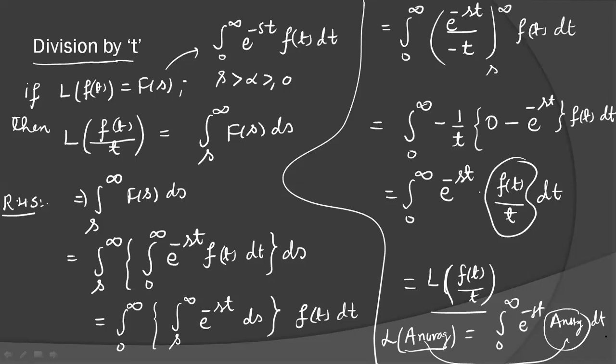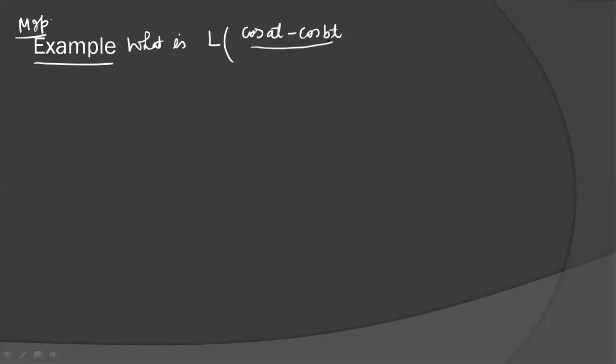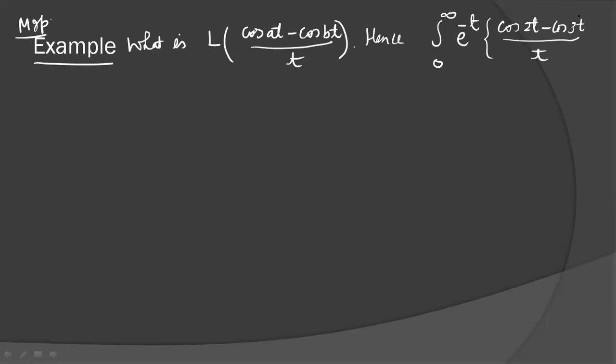Let's see one example based on the division property. This is the most important example. What is the Laplace transform of (cos at minus cos bt) over t? Here I am also finding real integrals now, which are difficult to find by simple methods. Find the integration 0 to infinity e to the power minus t (cos 2t minus cos 3t) over t dt.